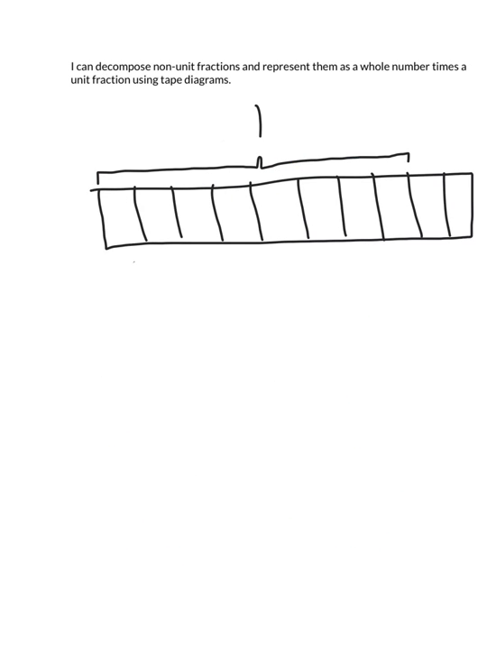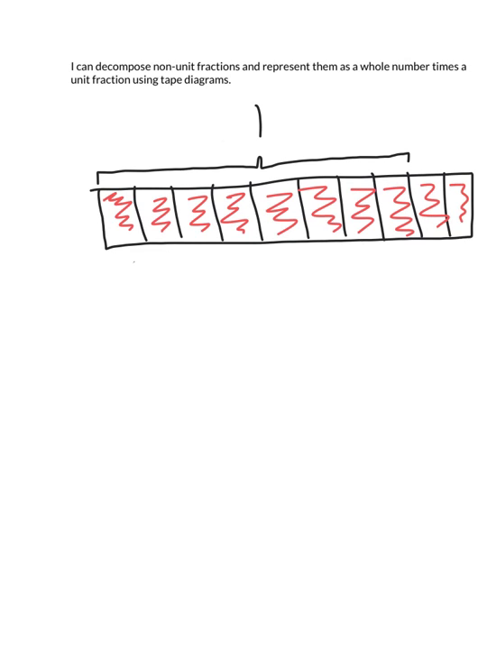Okay, let's look at this next tape diagram. Here you can notice that I've got a lot more sections, and I'm going to pay attention to where my bracket starts and stops. Looking at my bracket, I can see that it starts here and it ends here, which means I'm working with 1, 2, 3, 4, 5, 6, 7, 8 sections. I'm working with eighths.